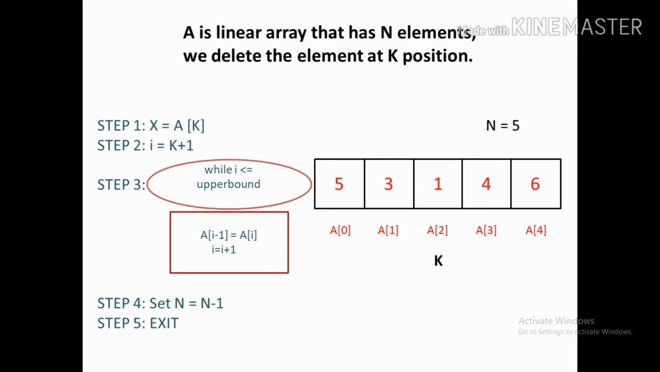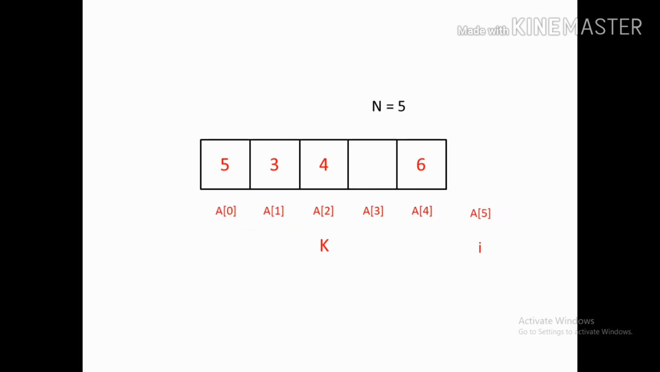In this example, we check this condition again. If this condition is true, then we execute these two statements again. Here i equals 4 and upper bound is also 4, so this condition is true. A of 4 will be shifted to a of 3, and then we increment the value of i by 1. So now i is equal to 5 and upper bound is 4, so this condition is false and we come out of this loop.